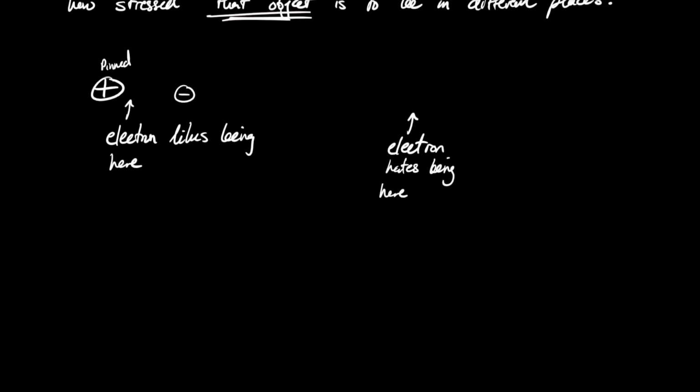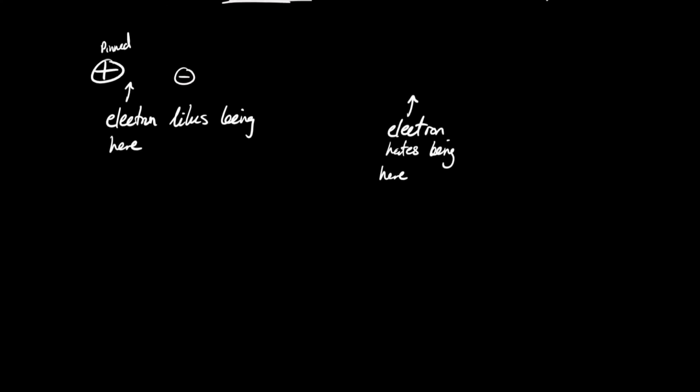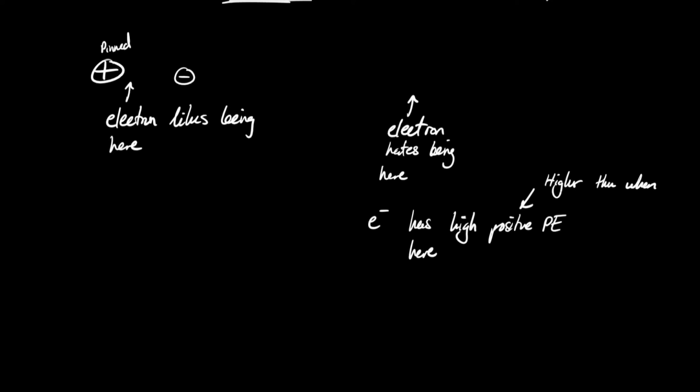So that means that right out here, the electron, I'm going to write it with an e superscript minus, like in chemistry. The electron has high positive PE here. Or, at the very, I should actually comment this, it's higher than in other places, higher than when it's close. Potential energy is always about where do you hate being relative to other places. There's no absolute concept of potential energy.